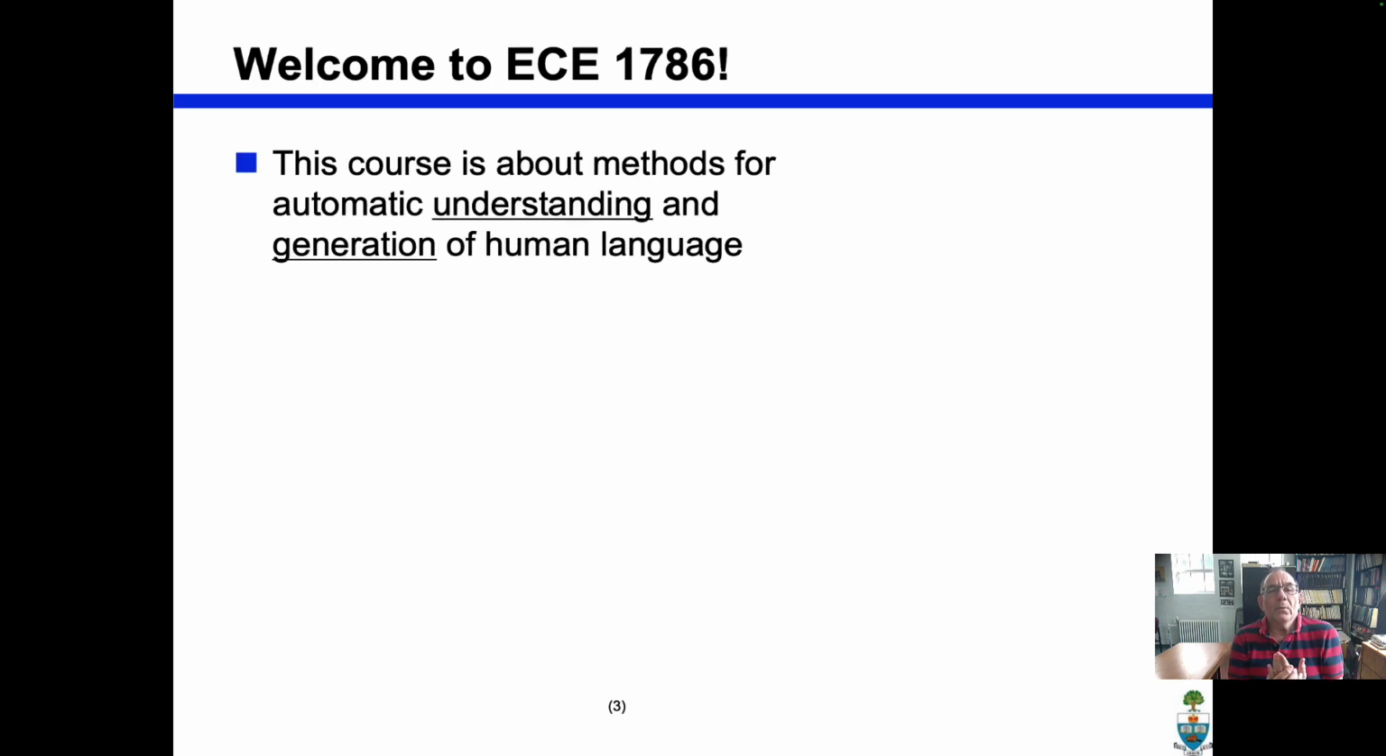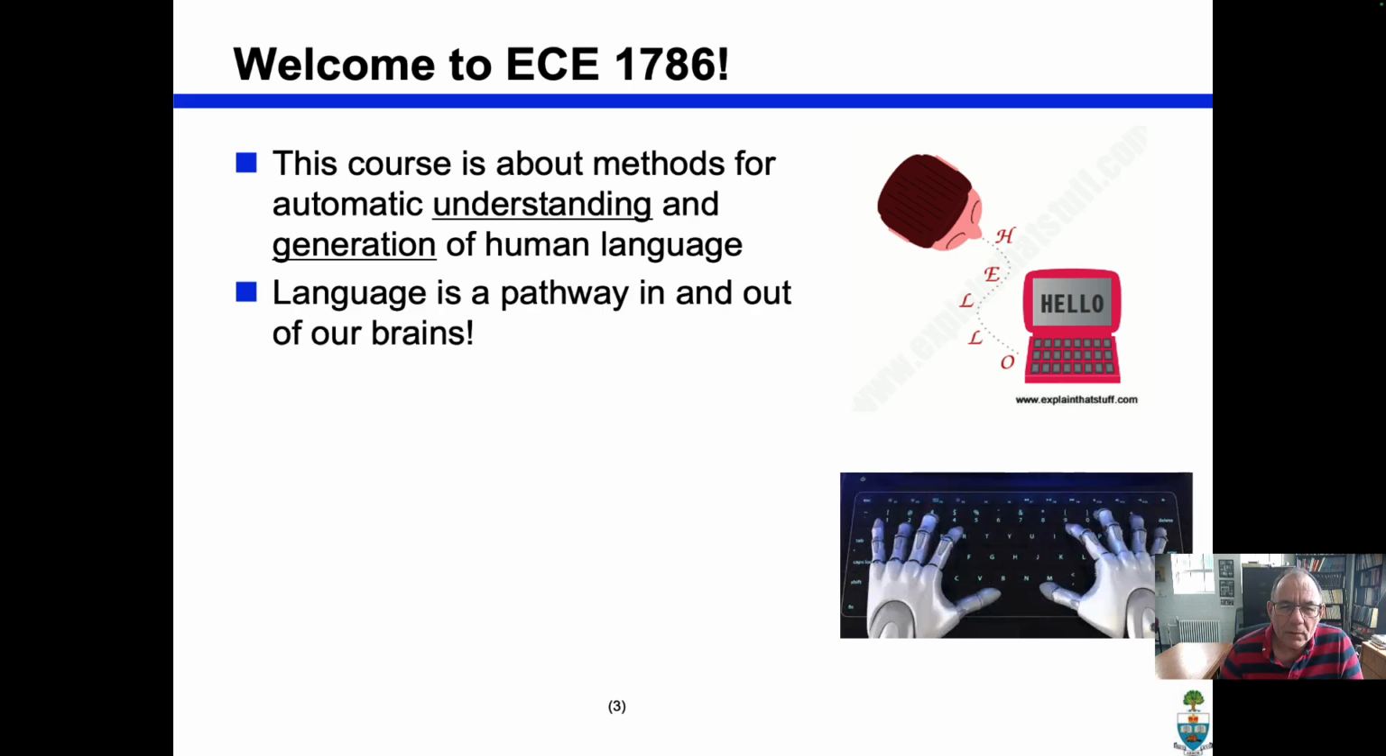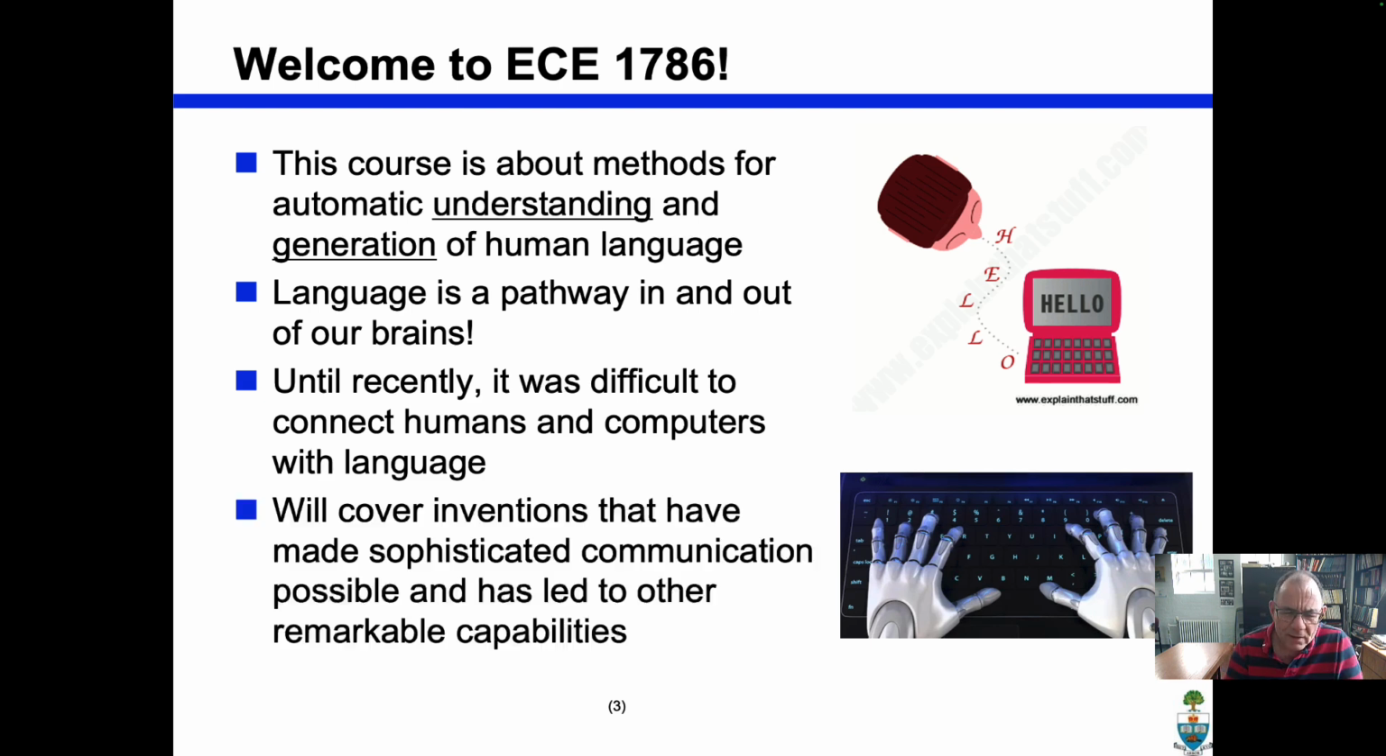Welcome also to ECE 1786. This course is about methods for the automatic understanding and generation of human language. Language is a deep and important thing. We use it every day, and it is the pathway into and out of our brains. And when we start talking about automating it, we're getting close to real intelligence. I think until recently, it was very difficult to connect humans and computers with language, because language is such a deeply human thing, and it just didn't work.